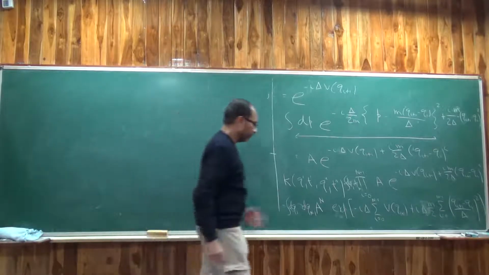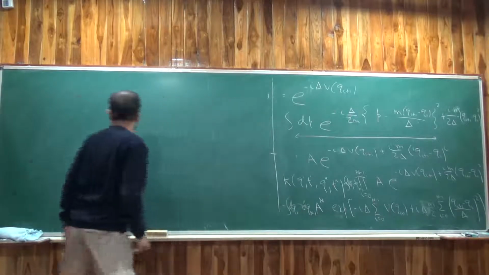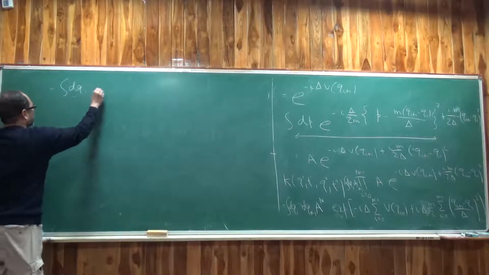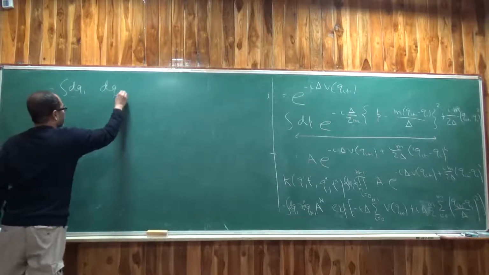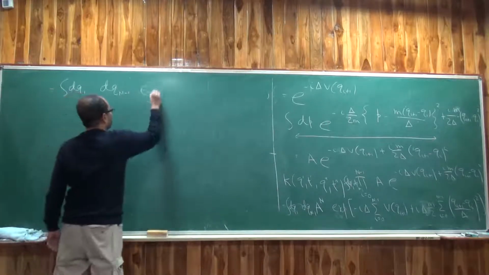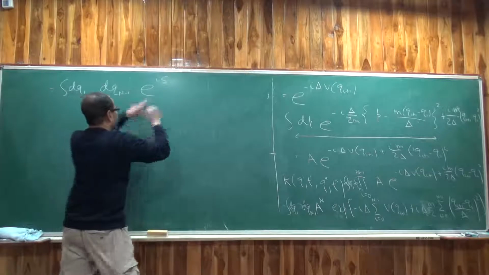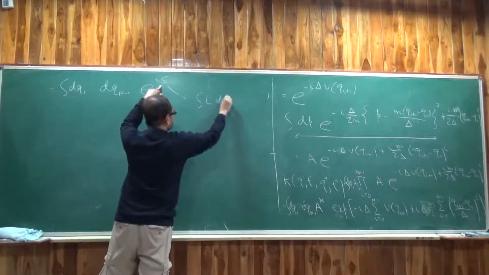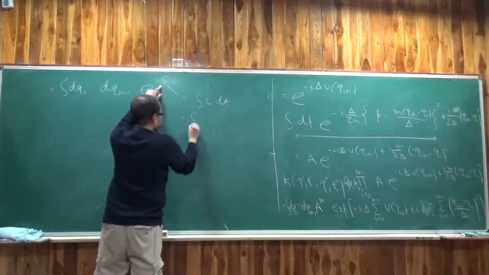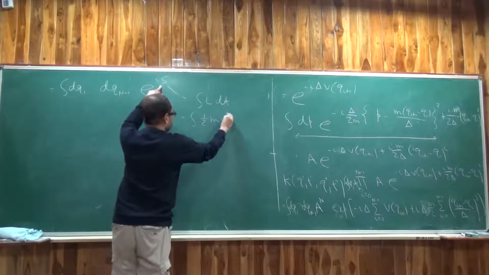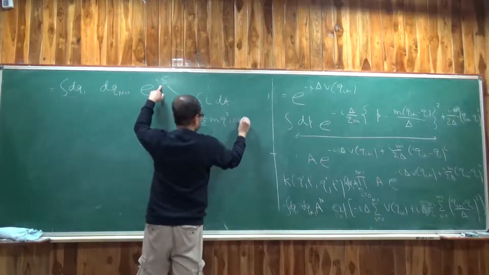Now, what I claim is that this can be thought of as the integral dq1 to dq_{n-1} of e to the power iS, where S is the action, S is the integral of L dt, which is the integral of half m q dot squared plus V of q dt.